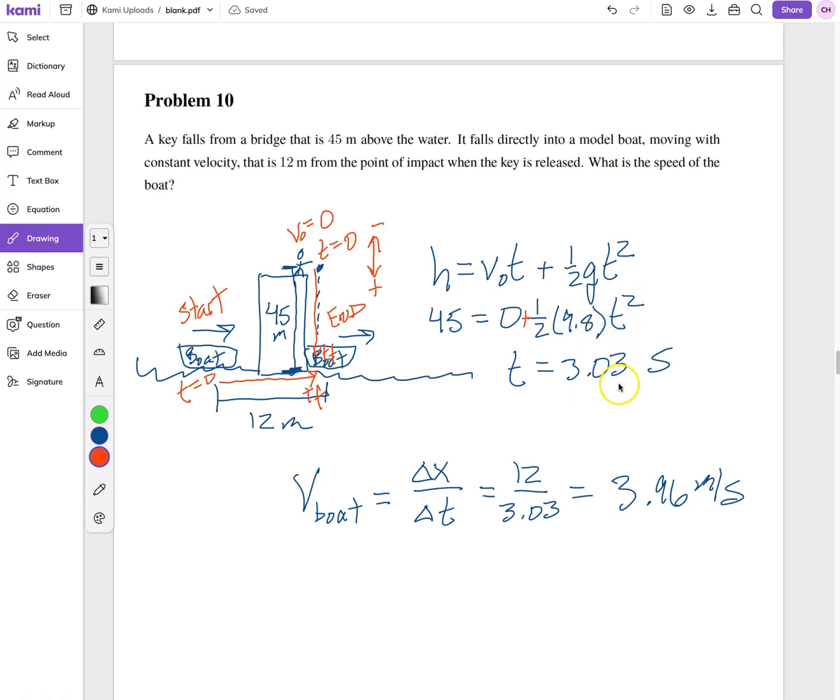Now we can solve for time, and we find out it takes 3.03 seconds for it to fall down here, which means it also takes 3.03 seconds for the boat to travel from here to here. And if we want to find the speed of the boat, we just take the distance that the boat traveled and divide it by the time, 12 divided by 3.03, and we get 3.96 meters per second. And that is the last one.